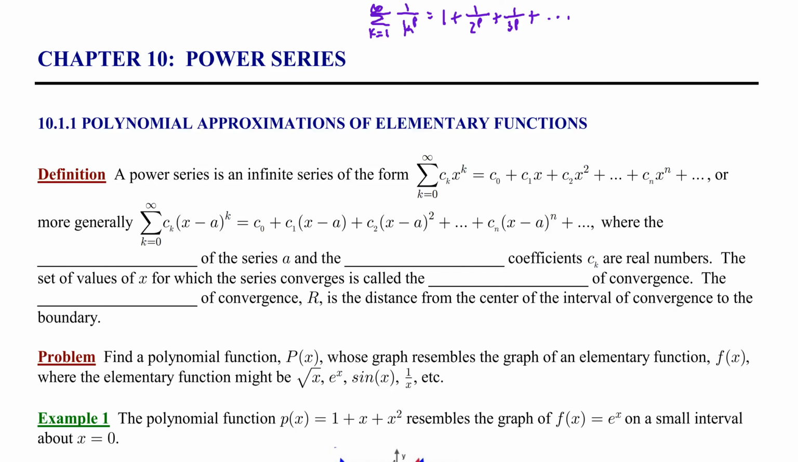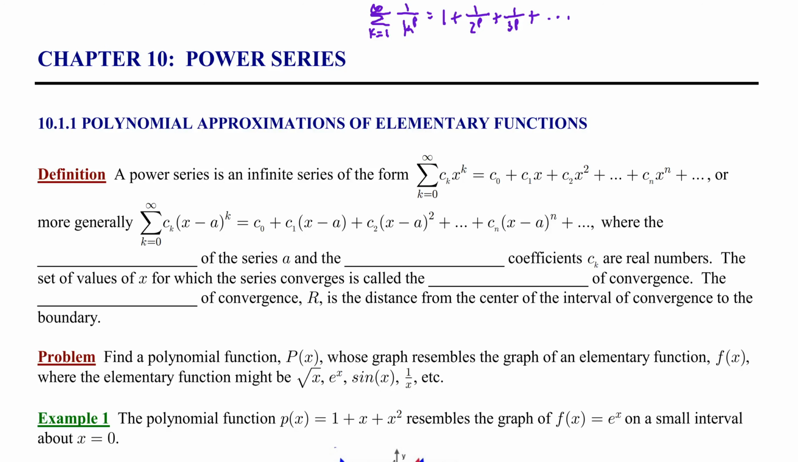A power series is an infinite series of the form, the sum from k equals 0 to infinity of c sub k times x to the k. So we're still dealing with series, infinite series to be specific, and we could expand this by incrementing k by 1 from 0 to infinity. When we expand it, we get c naught plus c sub 1 times x to the first power plus c sub 2 x squared plus, and we would continue this pattern to the nth term, c sub n x to the nth power plus ... we would continue that indefinitely.